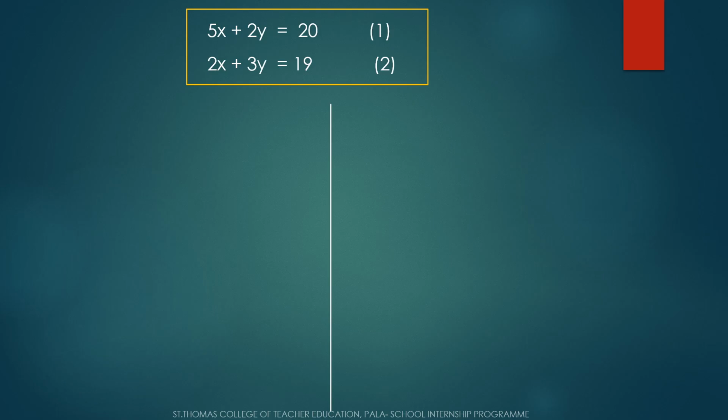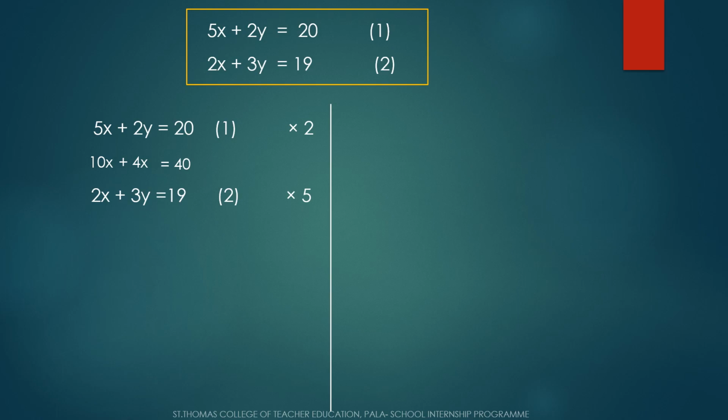You can change that into a common number. Now think and tell me. Yes, some of you said multiply equation number 1 with 2. So, what do we get? 5x into 2 is 10x plus 2y into 2 is 4y equal to 20 into 2 is 40. Okay.